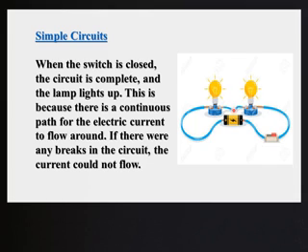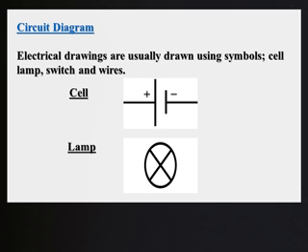But if there is a gap or a break in a circuit, like if we just turn the switch off, the circuit breaks and current cannot flow through them, and these bulbs do not glow. So when the switch is closed, the circuit is complete and the lamp lights up, because of the continuous path for the electric current to flow around. But if there were any break in a circuit, the current could not flow.